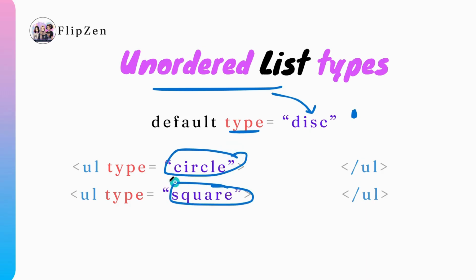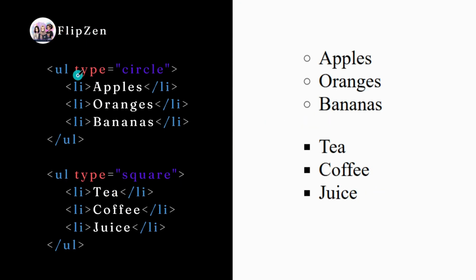We don't need to modify the structure of our unordered list. We simply add the type attribute in the opening tag. For example, in the first list, I have set the type equals to circle, and in the second list, I have set the type equals to square. Now, when we render it, we can see the first list items appearing with circle bullets and the second list items appearing with square bullets.